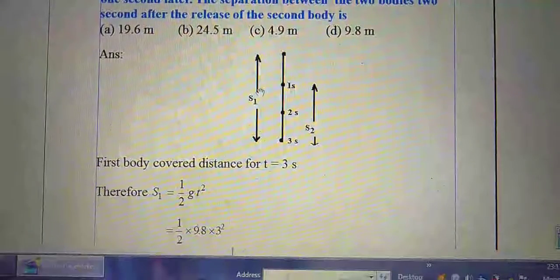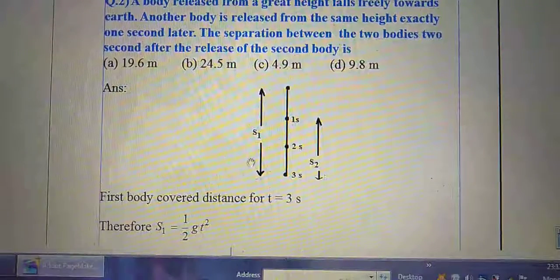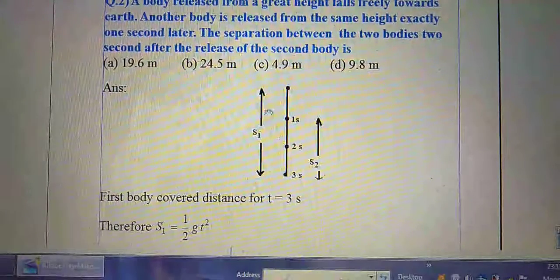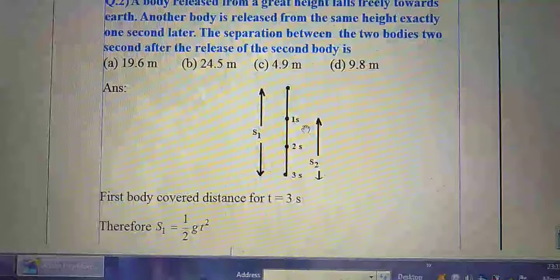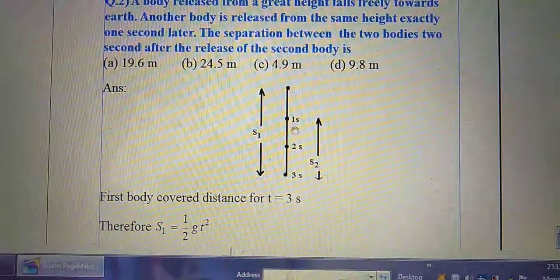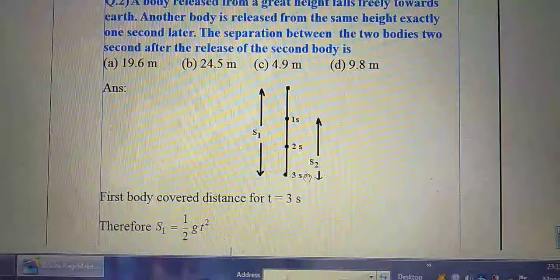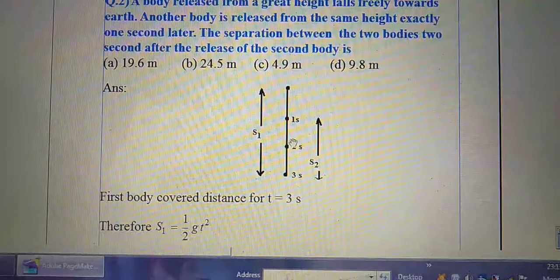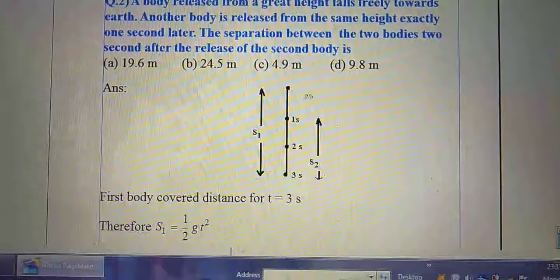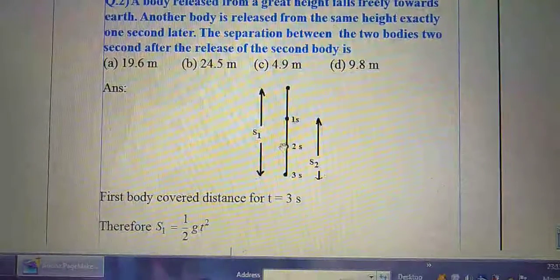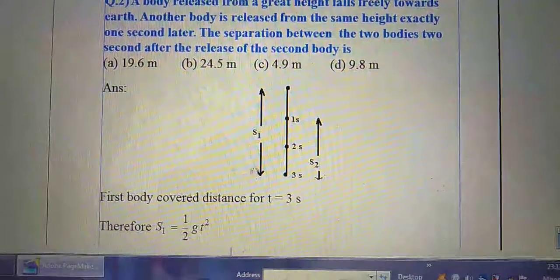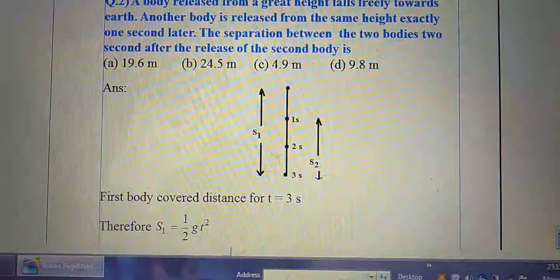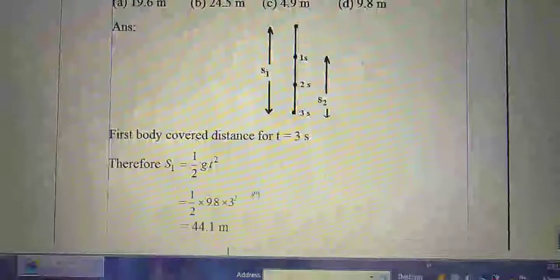Now see the diagram. The first body covered distance for 3 seconds, whereas the second body covered for 2 seconds, because it is released 1 second after the first body. So this is the separation of the two bodies we have to find out. First we find the distance covered by the first body in 3 seconds, then for the second body in 2 seconds, and we subtract s1 minus s2 to find the separation between these two bodies. Let's see.